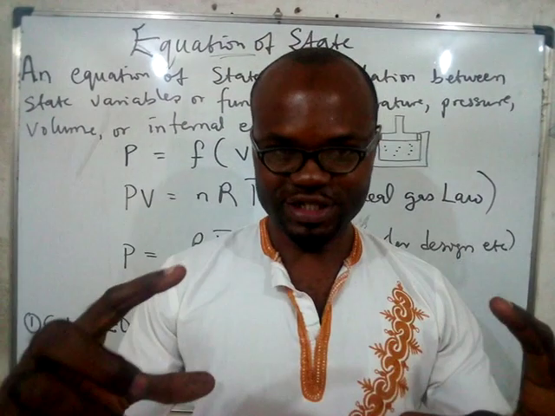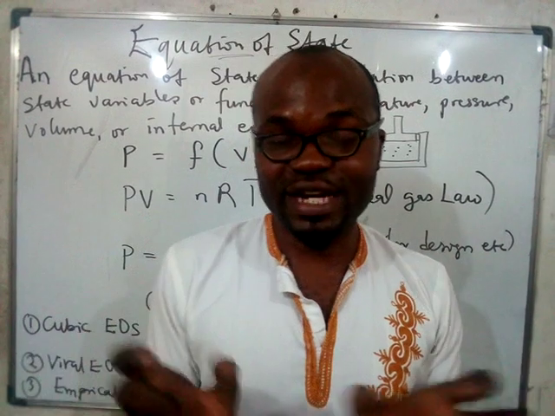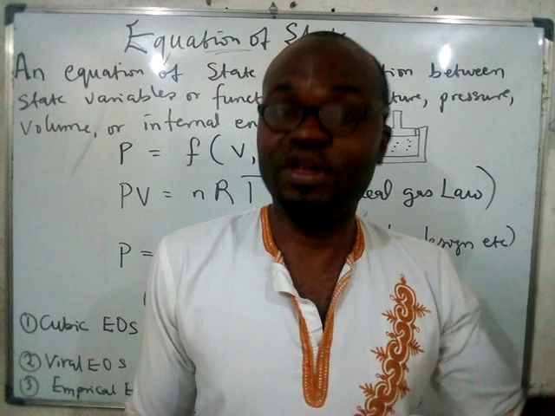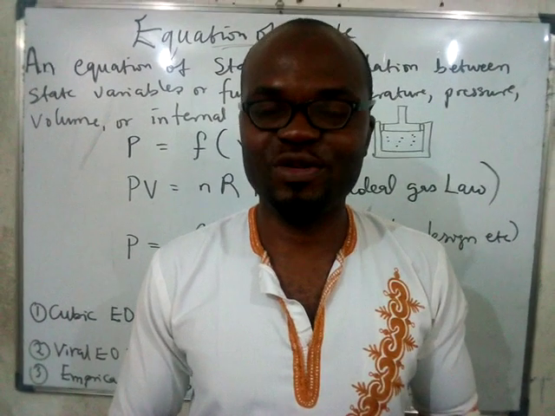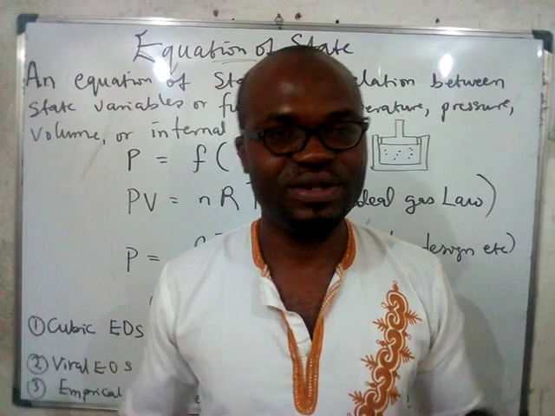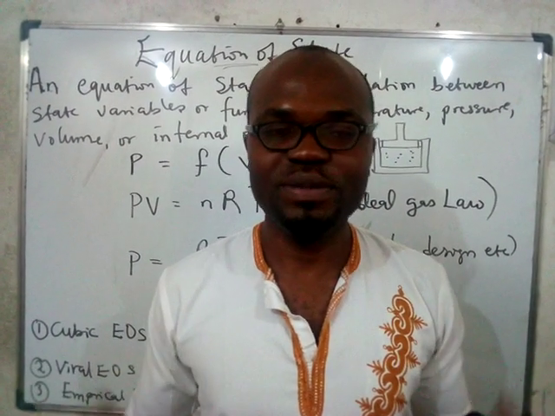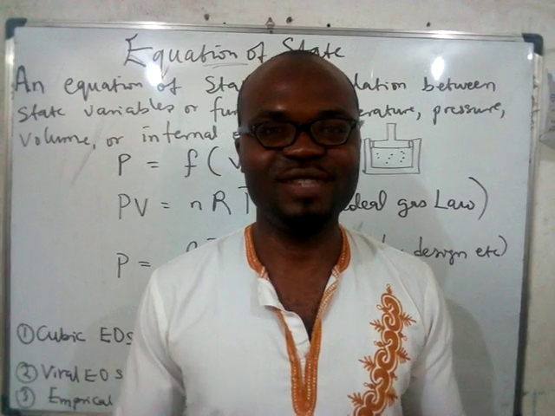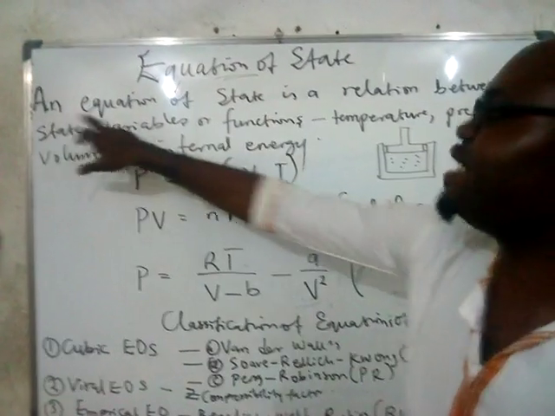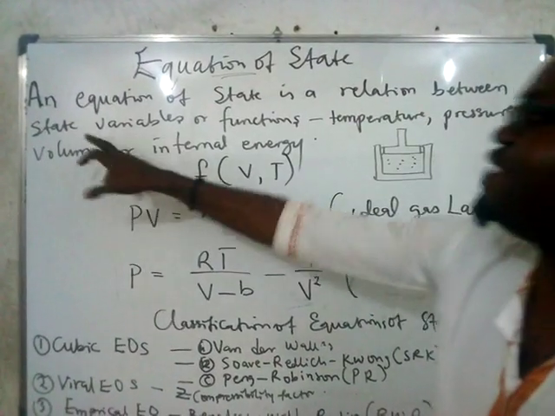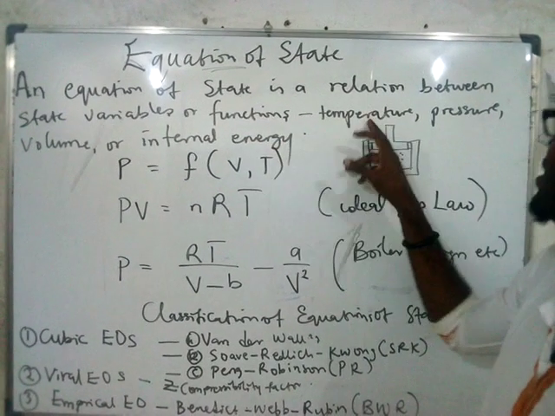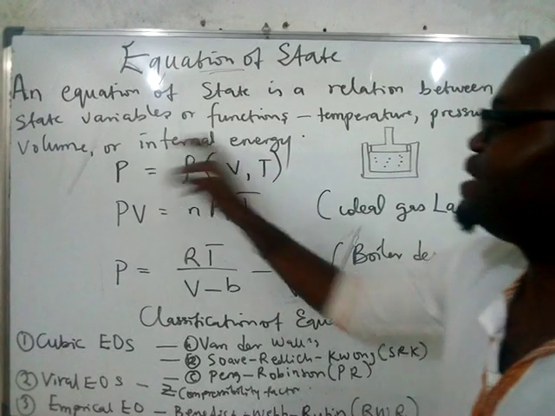So any relationship or any mathematical relation that connects one state function to another or to others, we call it equation of state. So these state functions can be temperature, it can be pressure, it can be volume, it can be internal energy. So that's what we're going to be looking at today. So today we're going to be looking at equation of state, and equation of state is a relation between state variables or functions. And these state variables or functions could be what? Temperature, pressure, volume, or internal energy.